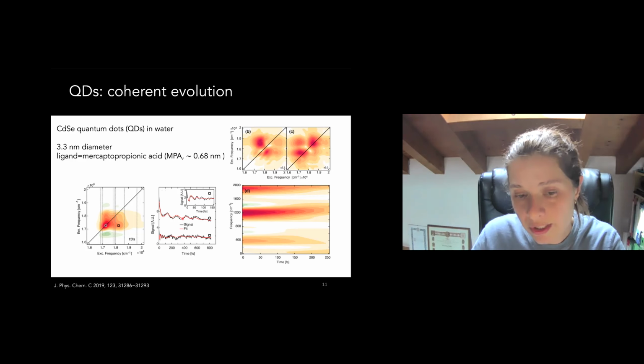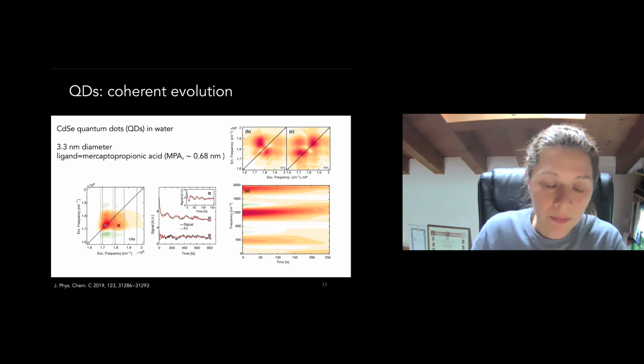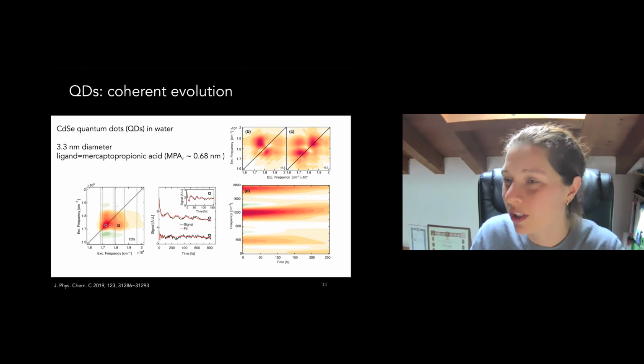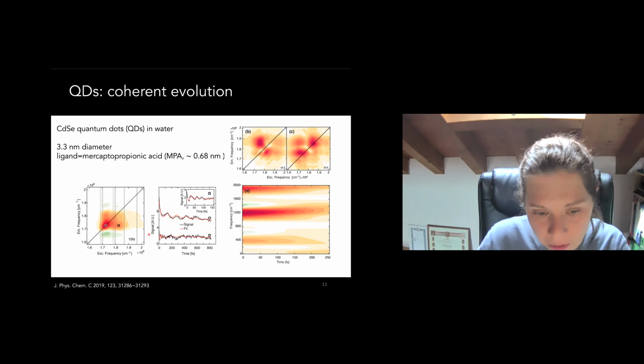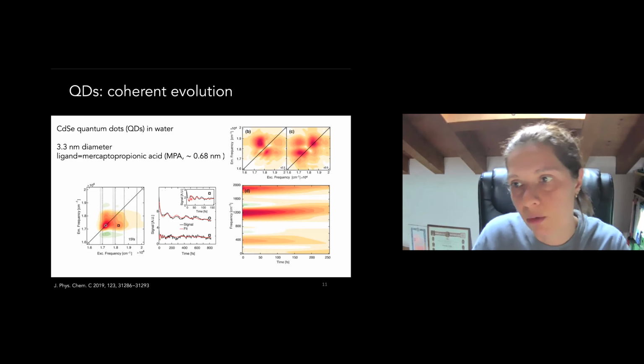The frequency here is about 200 wave numbers, and this corresponds to a well-known and well-characterized longitudinal optical phonon. Looking at off-diagonal positions, where this phonon was contributing a bit less, we also find higher frequency beatings. Here I'm showing you a zoom at early times. These beatings are characterized by a frequency of more or less 1200 wave numbers.